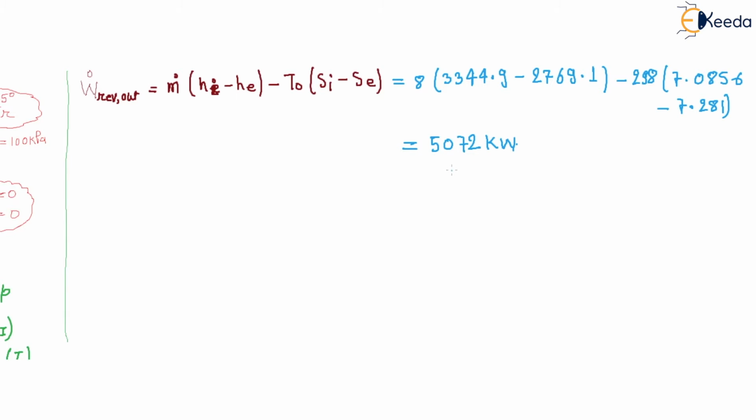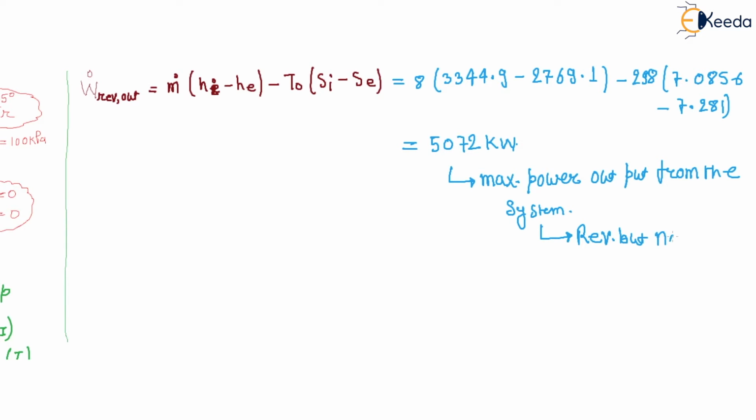This is the maximum power output from the system. So this is the maximum power output reversible, but not adiabatic. If this is reversible and adiabatic, so this is the isentropic, same as the isentropic. So if there is a reversible and adiabatic, this term vanishes.